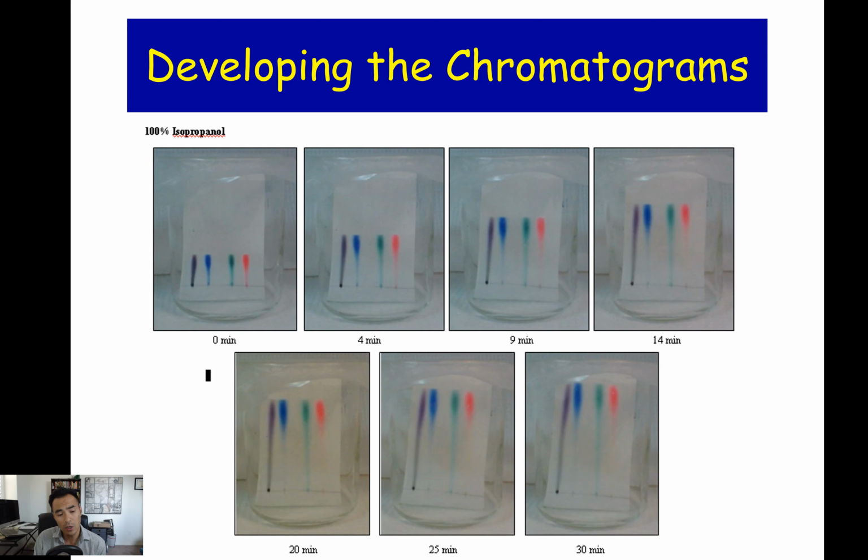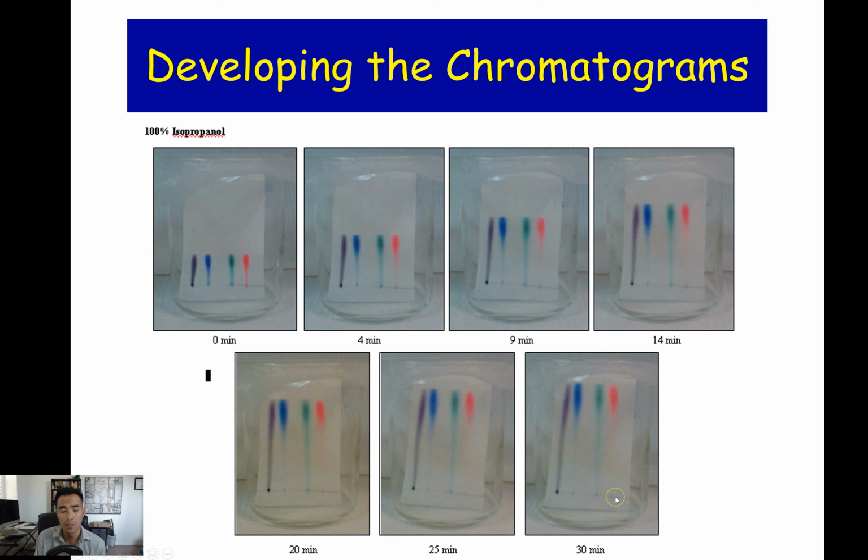If you take a look at 100% isopropyl alcohol, you can see that now we're getting a little bit of a different pattern. So as you increase the concentration of the alcohol, you can see that by 30 minutes, these streaks begin to have a very different pattern. And that could be due to a couple of different things.